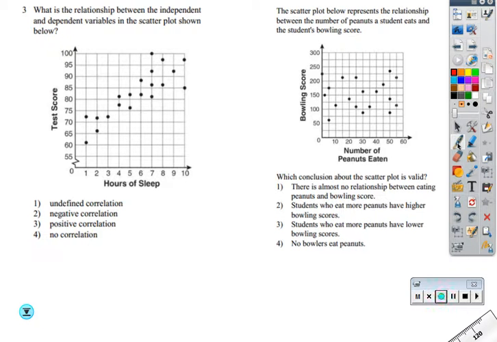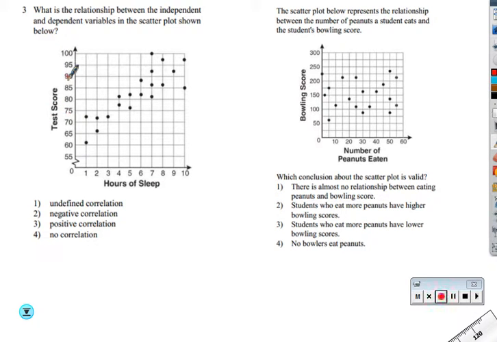We can see that there are some test scores here ranging from 55 all the way to 100. And then we can see the hours of sleep, from 1 hour of sleep all the way to a nice 10 hours of sleep. Now we're being asked, does this graph represent an undefined correlation, a negative correlation, a positive correlation, or no correlation?